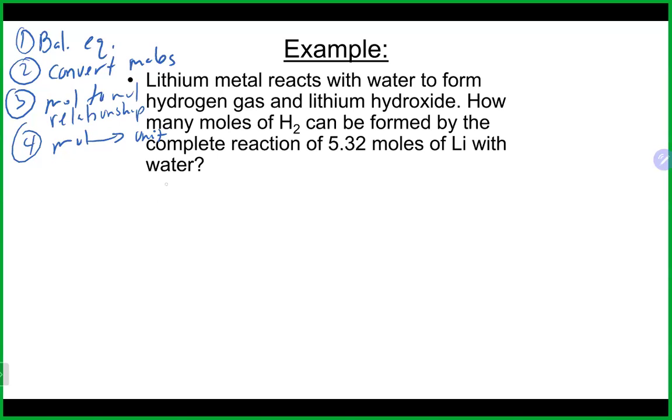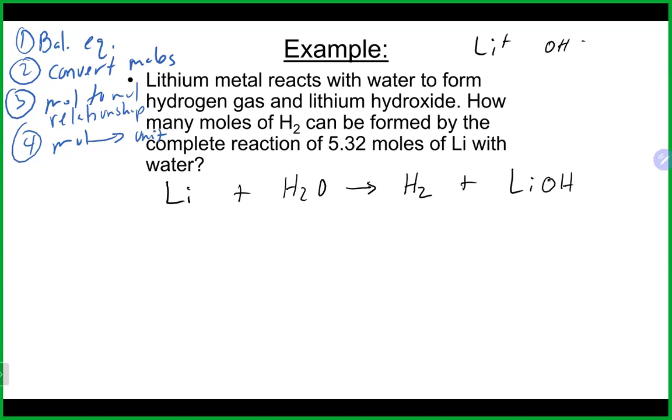Lithium metal is just Li, no charge, just a piece of metal. Reacts with water, which is H2O. To form means you have an arrow. What are we forming there? Hydrogen gas. Hydrogen gas is a diatomic molecule, which means it should be H2 and not just H. That's really important. And lithium hydroxide, lithium is group 1, hydroxide is -1, which means we have something like that when we put it together correctly. So that should be your unbalanced equation at this point.